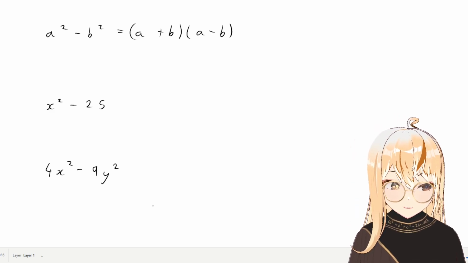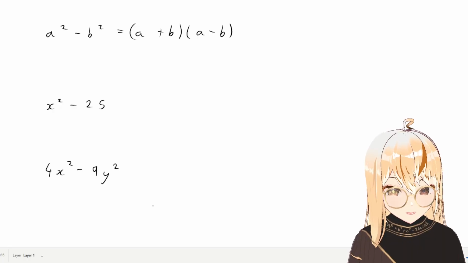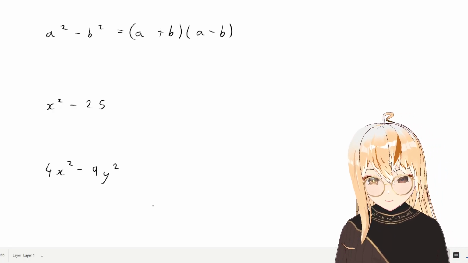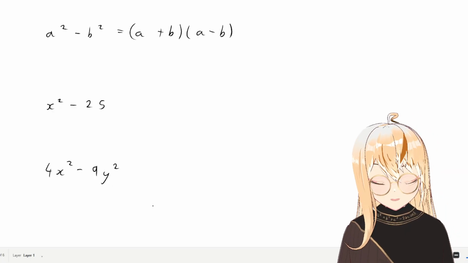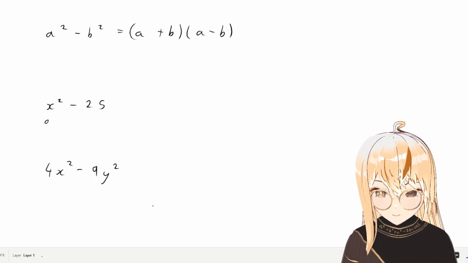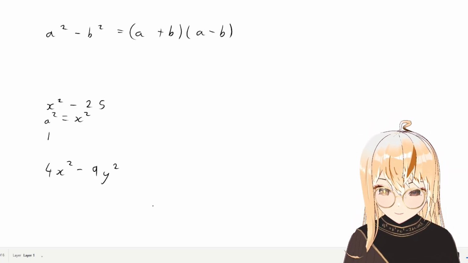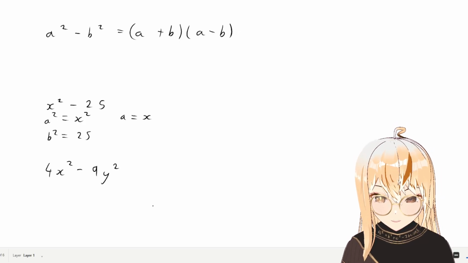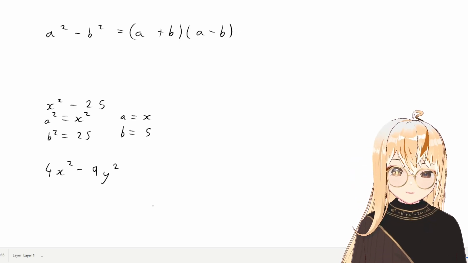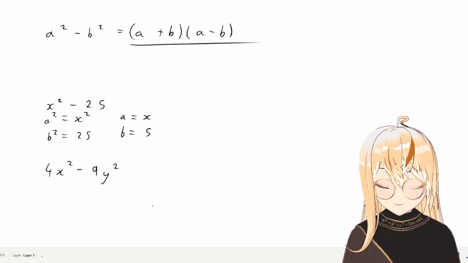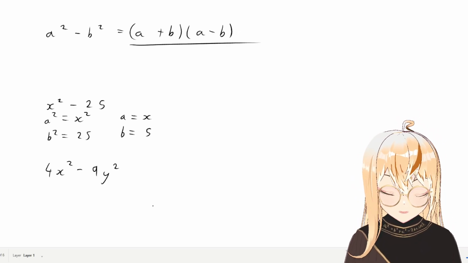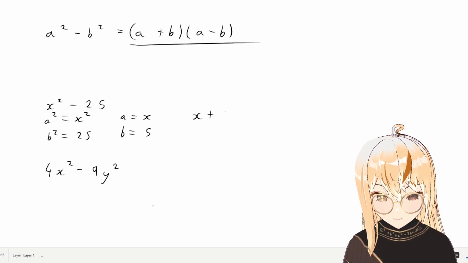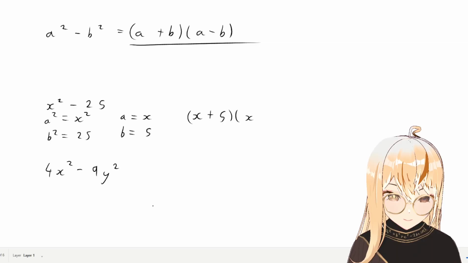So what is the root of x squared? Well, we've got x, which x times x is x squared, and then what is the root of 25? Well, we should know that it's 5. Since our a squared is equal to x squared, and our b squared is equal to 25, then our a is equal to x, and our b is equal to 5. And so we can just use this expanded form here to write out the factorized form for a difference of two squares. So we've got x plus 5 and then x minus 5.